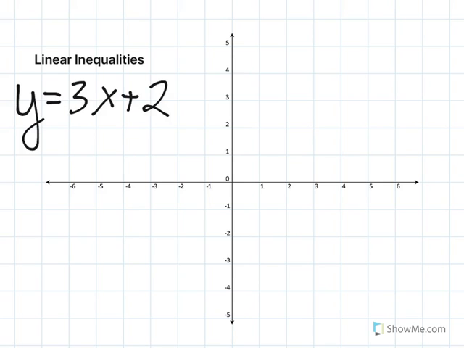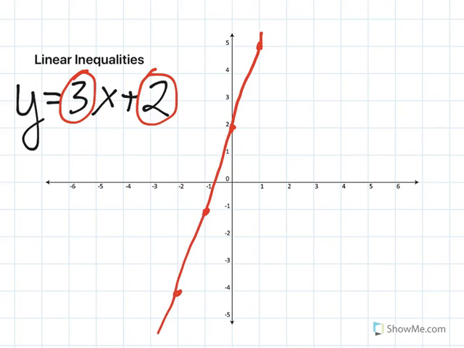How do I graph it? Well, I know the y-intercept is plus 2. That goes on the y-axis. I know the slope is plus 3, so up 3 and over 1 in the positive direction, or down 3 and over 1 in the opposite direction. So a linear equation would look something like that. Okay? That means anything on that line satisfies this equation.